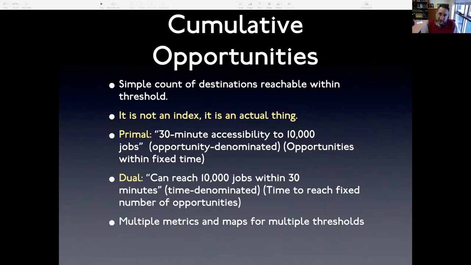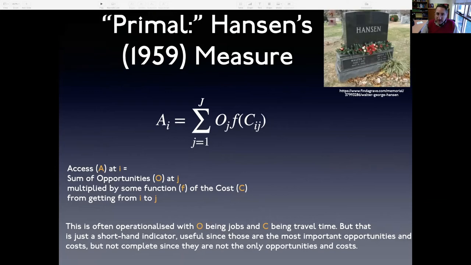30 minutes is a convenient amount of time, but you could look at 15 minutes or 20 minutes or 27 minutes or whatever threshold you wanted to look at. And there's lots of different metrics and maps that you could measure. Now, the primal measure of accessibility was first made popular by Walter Hansen.